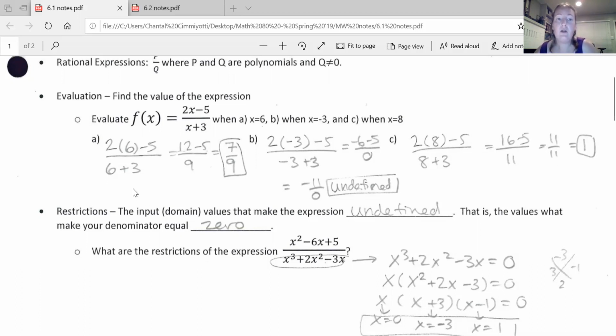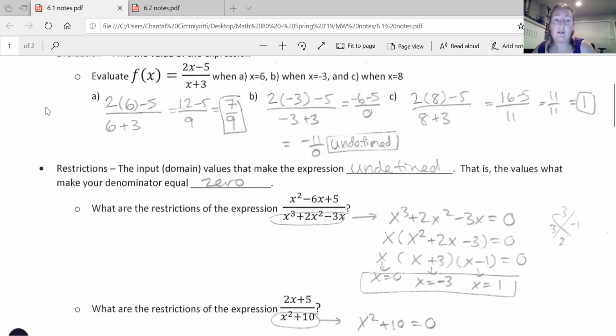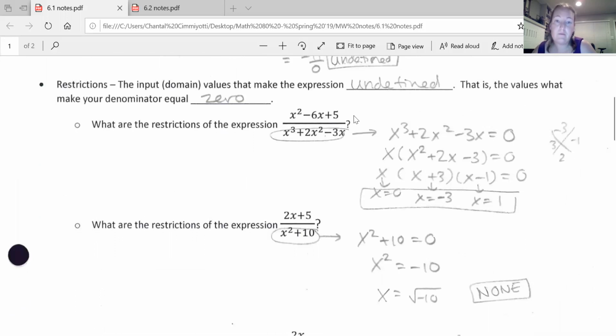So in any case, when you're evaluating rational expressions, you're just plugging in a value. If I evaluate at 6, you're plugging in 6, and you reduce. When I plug in -3, I end up getting that undefined situation because you are dividing by 0, because -3 plus 3 is 0. Plugging in 8, you'll notice that I have a fraction and it can be reduced to 1. So we're going to have some cases where it can't be reduced, some cases where it's undefined, some cases where you can reduce. And those are just with nice numbers. But now we're going to deal with expressions that have variables and polynomials in them.